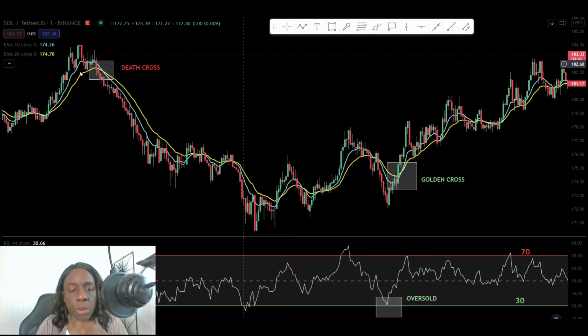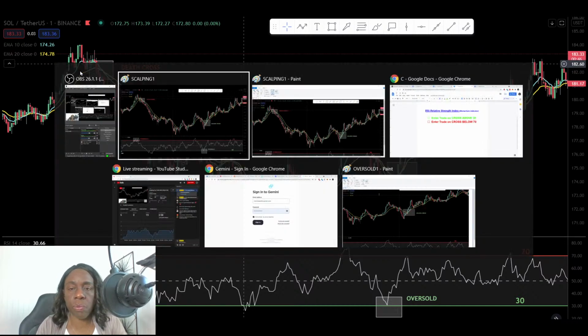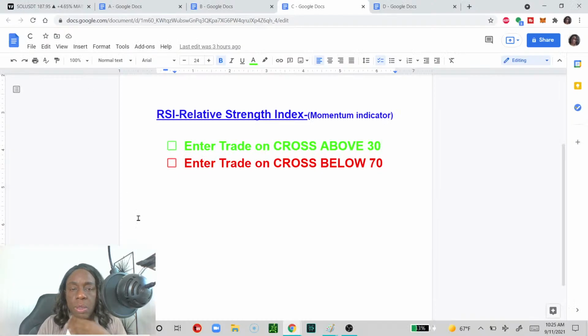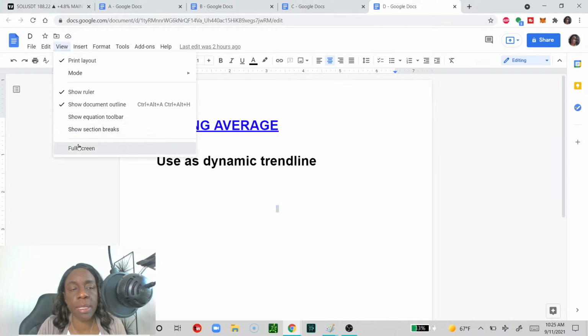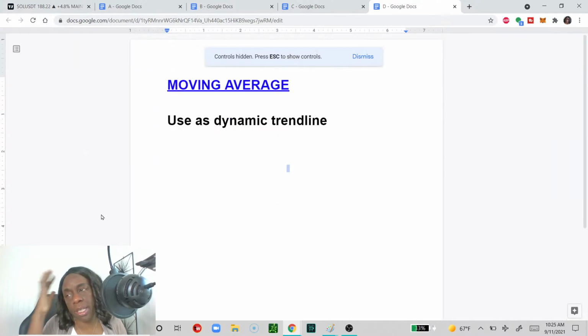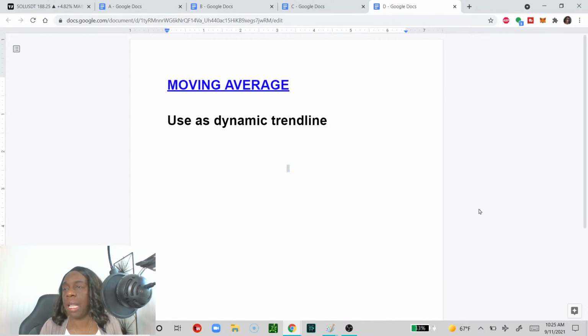There's just one more thing I want to mention. Going back to my docs, and it is your moving average. I want to assume you do this, but I don't want to assume that your moving average is like a dynamic trend line.